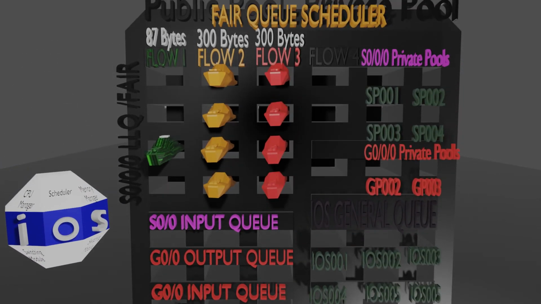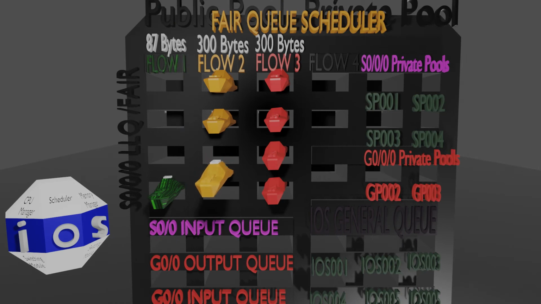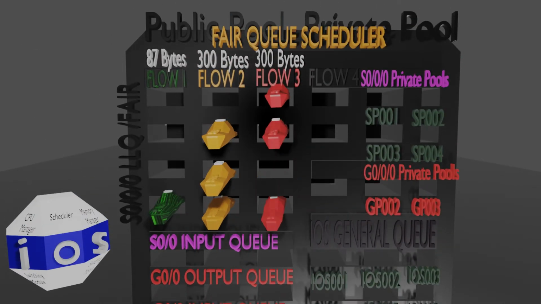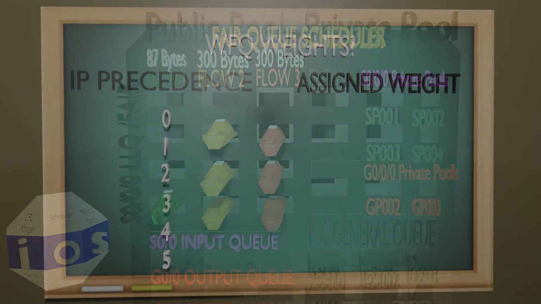And although the fair queuing algorithm does its job at making sure that flows get equal treatment when it comes to bandwidth based on their packet sizes, there are times when flows may need to be favored over others. This is where weighted fair queuing comes in and saves the day.